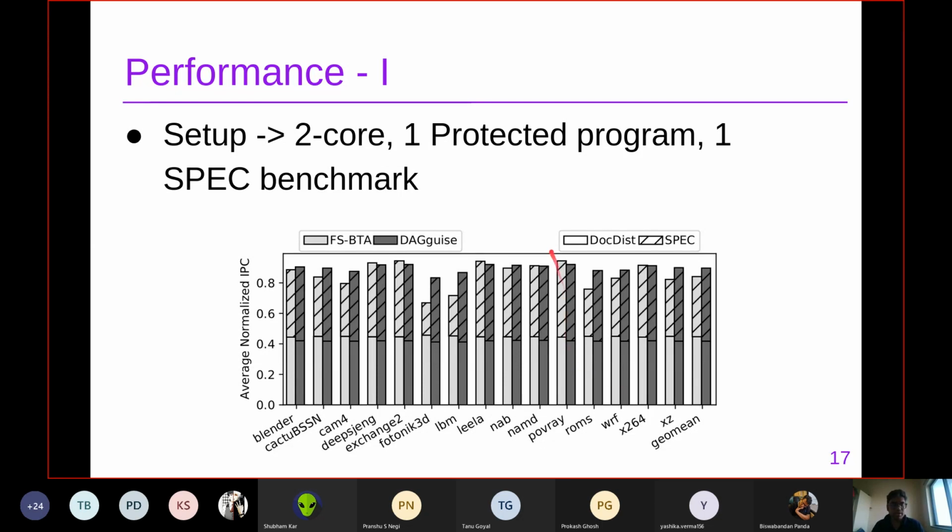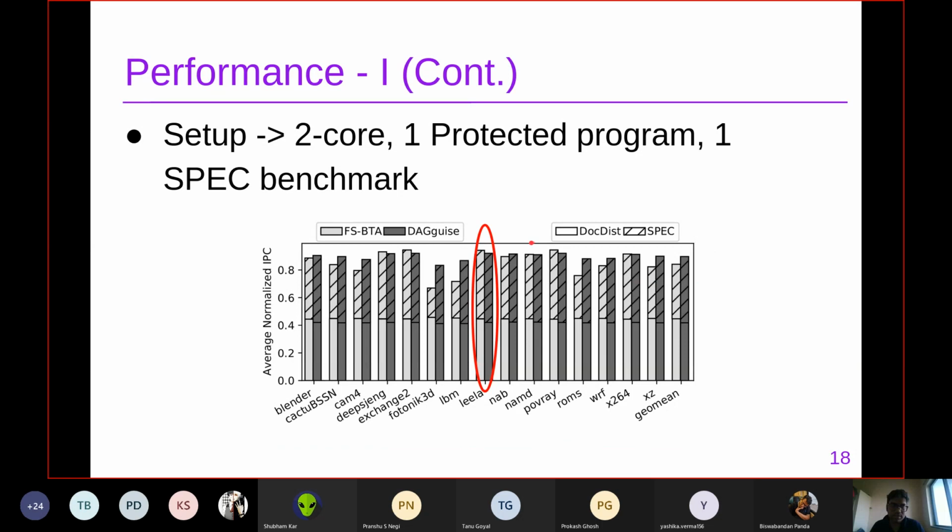The setup here is that it is running on a two-core system, and we have one protected program, which is the docdist program, and one SPEC benchmark. The dark gray one is the DAG guys, and the light gray is the FS-BTA. In almost all cases, you can see that the DAG guys performs better than the FS-BTA. In general as well, for a two-core system, it gains a 6% speedup with respect to FS-BTA.